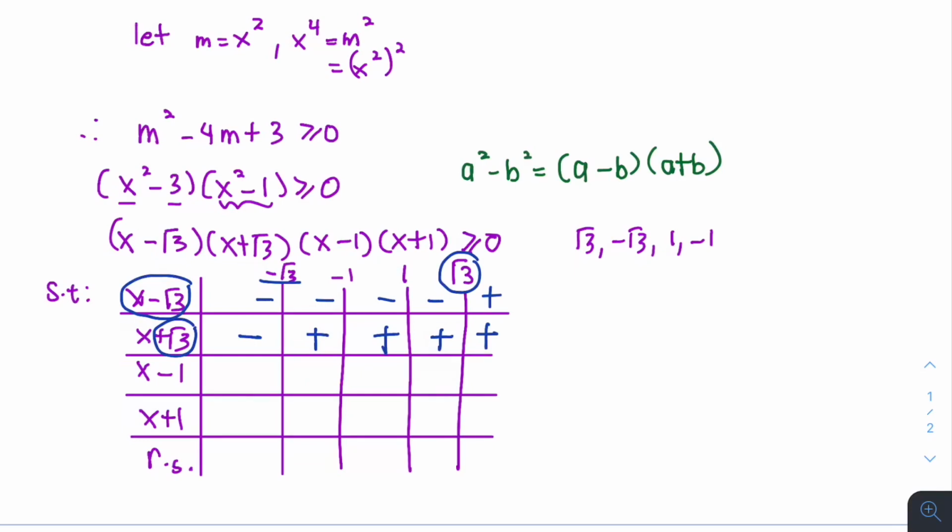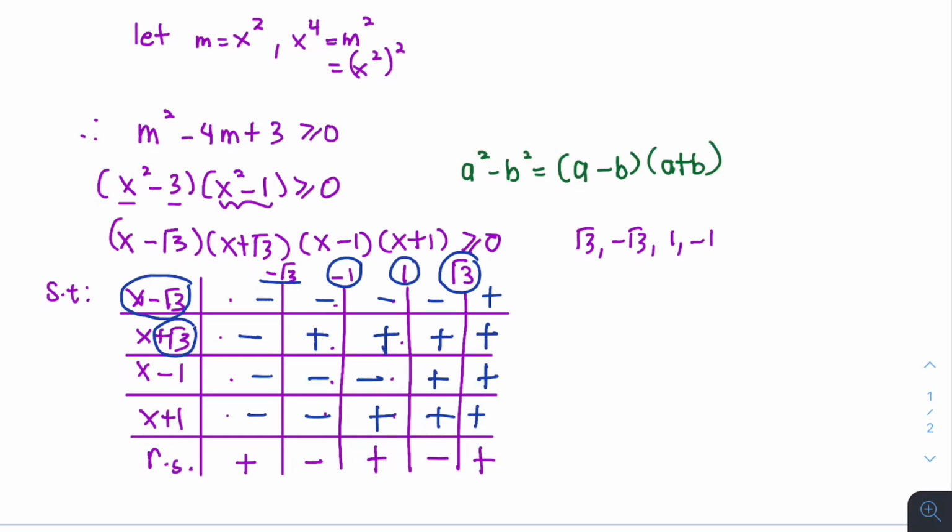Then for the factor x minus 1, the zero is 1, so after that is plus plus, and the rest of it is negative. Then for x plus 1, the zero is negative 1, so after negative 1 you get plus plus plus, and behind it negative negative. Then do your resultant sign: negative, negative, positive, negative, positive, and so on, giving you negative, positive, positive, and negative, positive.